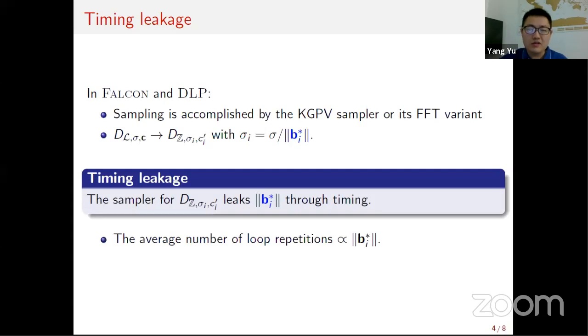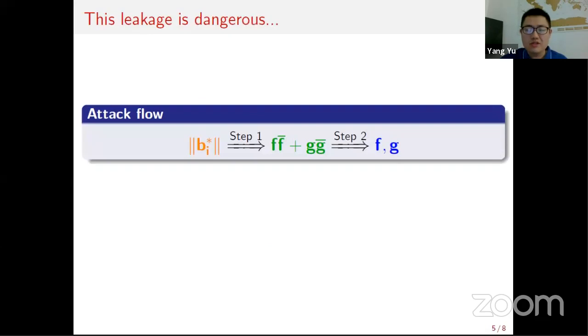In some implementations, the integer Gaussian sampling is not constant time due to the different Gaussian parameters. We show that the timing information would leak the information of the Gram-Schmidt norms. We call this leakage Gram-Schmidt norm leakage. In this work, we show that Gram-Schmidt norm leakage is dangerous. We first propose a polynomial time algorithm to compute the NTRU secret key f and g from all the Gram-Schmidt norms of the NTRU trapdoor basis.